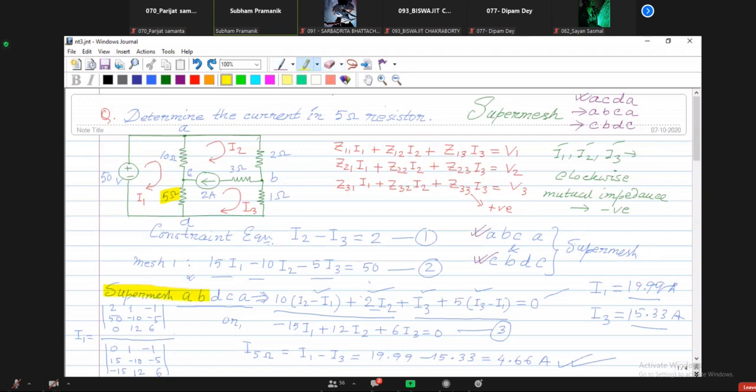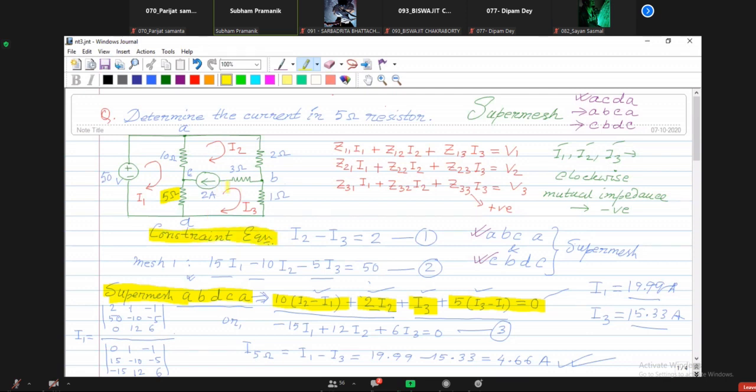Super mesh A, B, C, D, A. 10 into I2 minus I1, 2 into I2, I3, 5 into I3 minus I1 equals to 0. That's our super mesh equation. Then, just like super mesh, a constraint equation is bound to come.